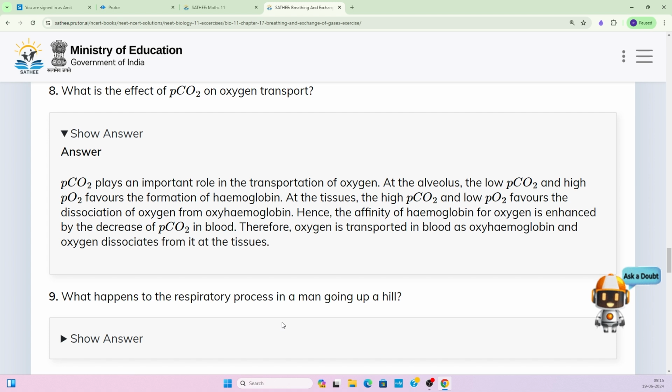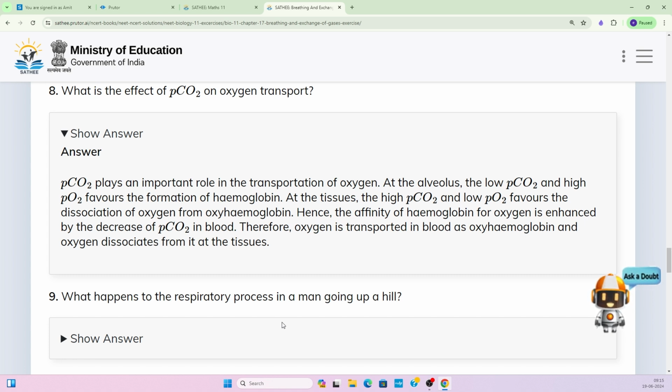At the alveolus, the low partial pressure of carbon dioxide and high partial pressure of oxygen favors the formation of oxyhemoglobin. At the tissues, the high PCO2 and low PO2 favors the dissociation of oxygen from the oxyhemoglobin. So oxygen, which is combined with the hemoglobin, gets detached there.